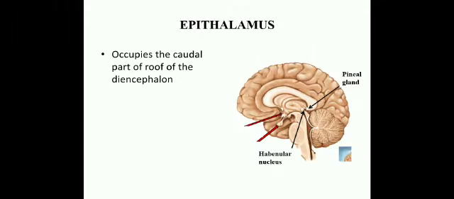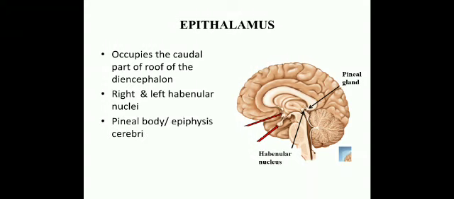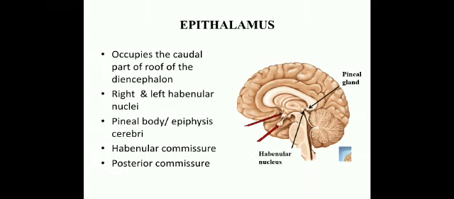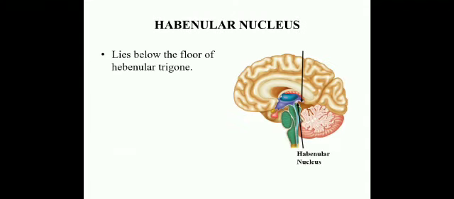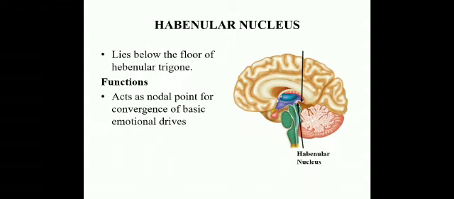Now the epithalamus occupies the caudal part of the roof of the diencephalon. It includes the right and left habenular nuclei, the pineal body or epiphysis cerebri, the habenular commissure and the posterior commissure. The habenular nucleus lies below the floor of the habenular trigone. Its function is to act as a nodal point for the convergence of the basic emotional drives.